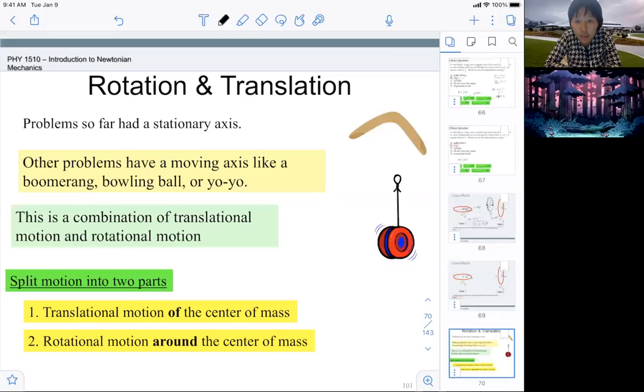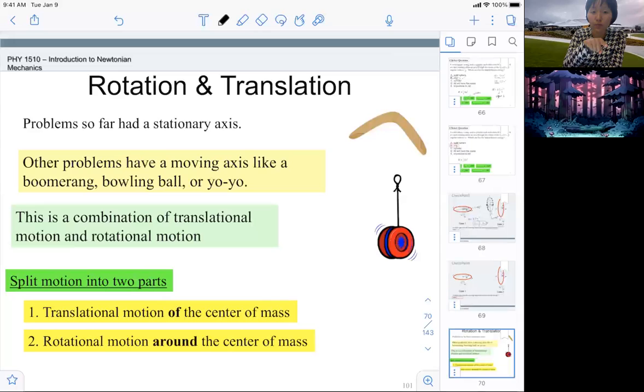So we split this complicated motion into 2 parts. If something is only spinning, it's just spinning in place. Like think about a hoop, just spinning here. If something is only moving, it's moving only in the translation mode. They're not spinning, they're moving like this.